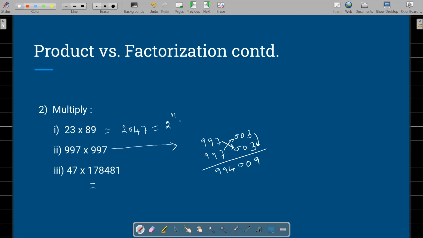Yes, so this is 2 raised to 11 minus 1, and in fact this number is 2 raised to 23 minus 1. So it says something about these numbers, numbers of the form 2 raised to n minus 1.